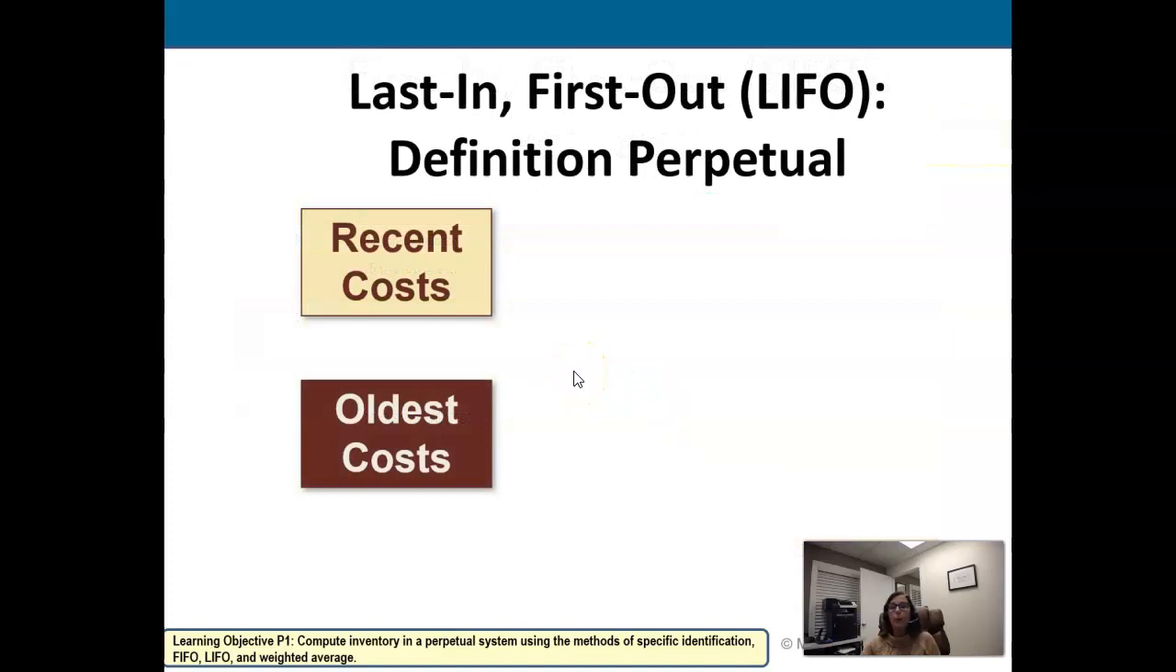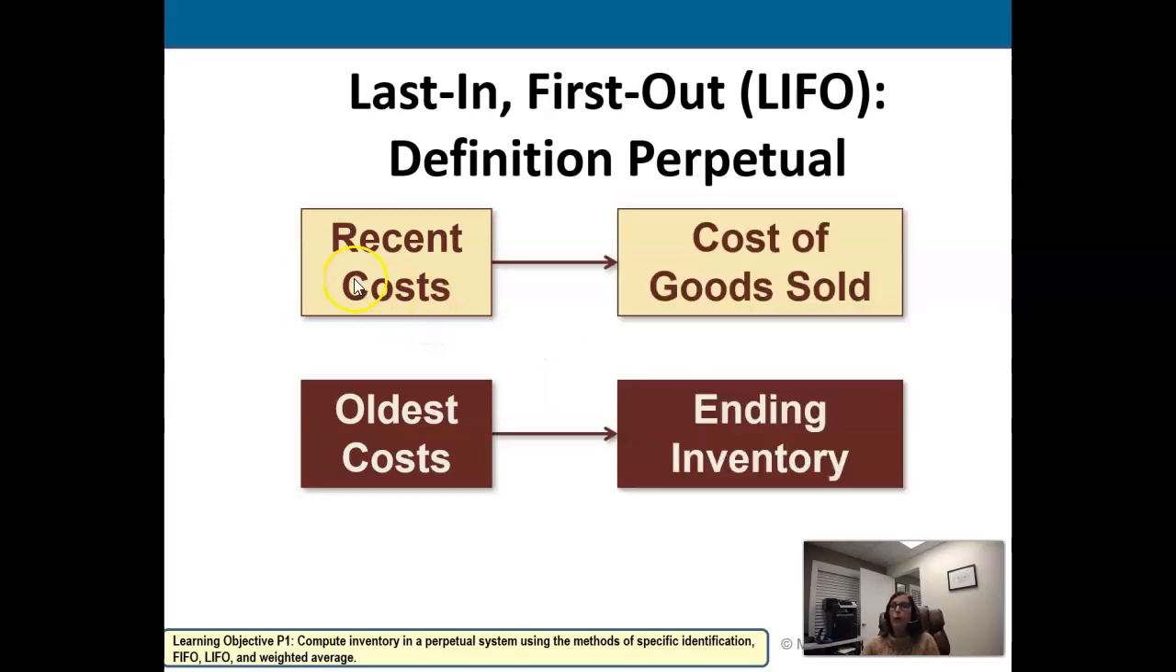Now we will talk about last in, first out, or LIFO, which is exactly the opposite of FIFO. We're going to assume that the stuff that we just sold came out of the stuff that we just purchased, and that the stuff that's in our ending inventory is the stuff that was probably in our beginning inventory.